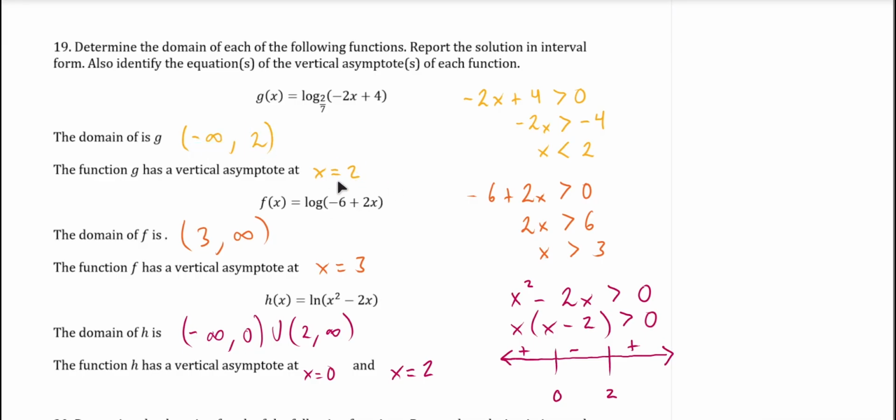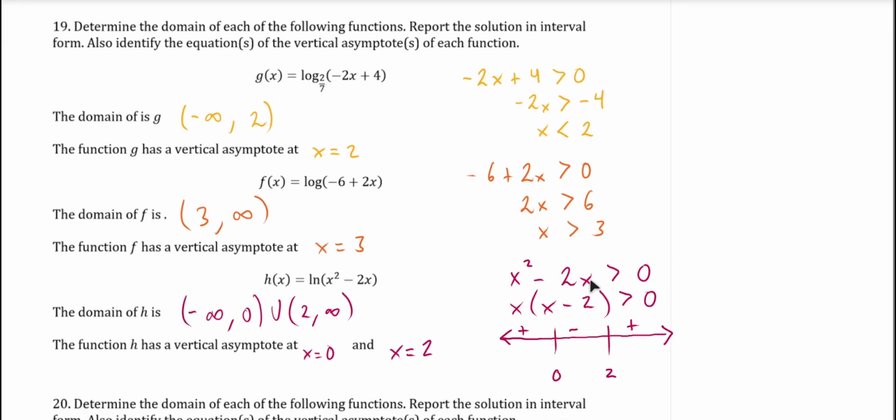Your vertical asymptote will be at the number that forms one of those endpoints. Likewise here, moving my -6 over, dividing by 2, I get x is greater than 3. That's this interval, and we will have a vertical asymptote at x equals 3. Here we have another polynomial inequality, right? We just factor that and use those two zeros, those two roots, as our points. If there's a negative sign up front, that might change things, but as it is, this is an upward-facing parabola, and so we know it's going to be positive in these two regions here, which constitute our domain, and these numbers give us our values for our vertical asymptotes.